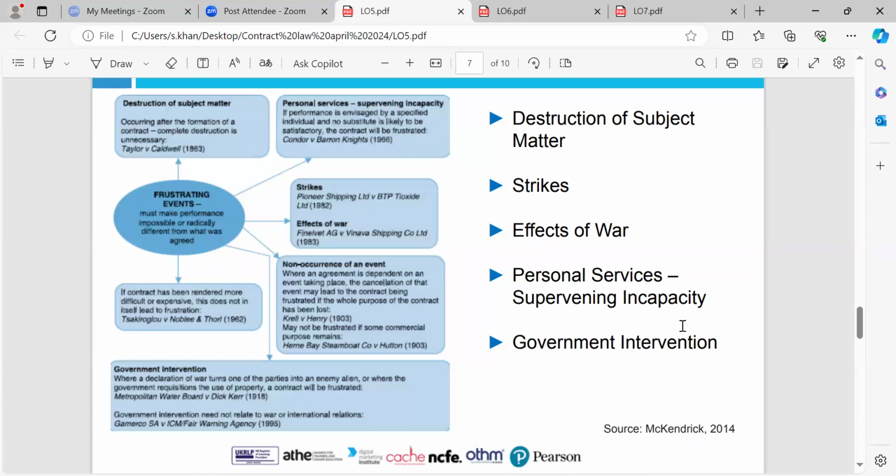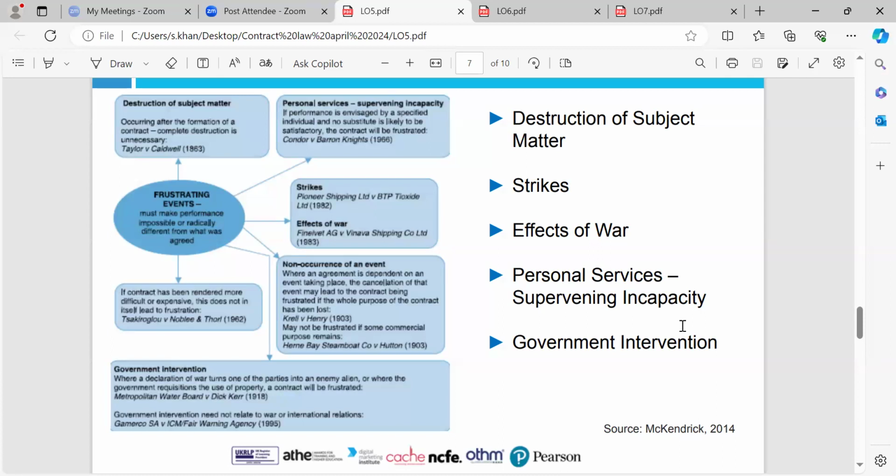And the case of a contract rendered more costly is Tsakiroglou and Co Limited v Noblee Thorl, 1962. The defendant agreed to ship some Sudanese peanuts during November to December 1956 to Hamburg for a certain price. On the 2nd of November, the Suez Canal was closed to shipping. The defendant could still have transported the peanuts within the contractually agreed time, but this would mean going by the Cape of Good Hope, which would take four times as long and increase the cost of transport considerably.